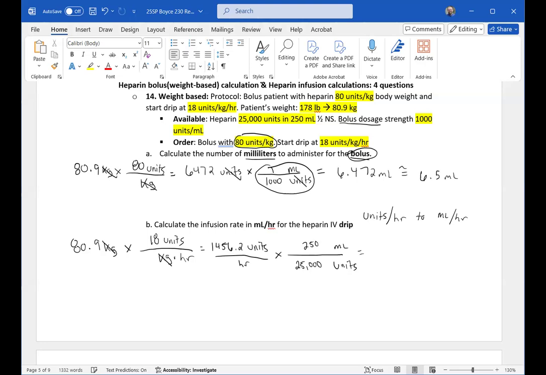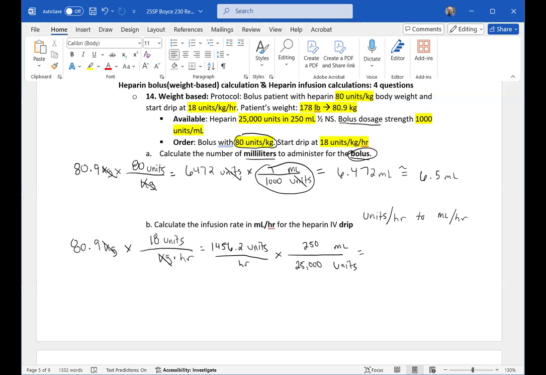And then what I'm going to do is multiply across the top, divide by 25,000. The shorthand is 250 over 25,000 is the same thing as 1 over 100. The only reason I know that is because I've been doing this for way too long that I have it memorized. But if you don't want to do it that way, just take the 1456.2 times 250 divided by 25,000.